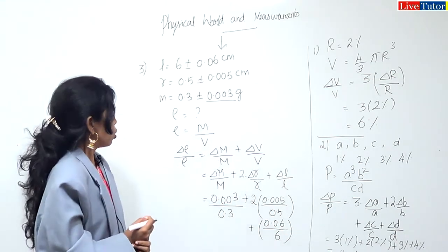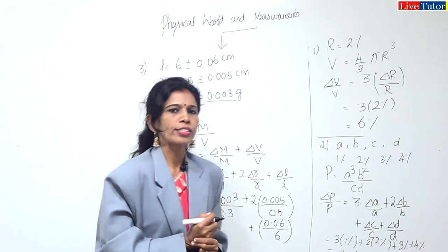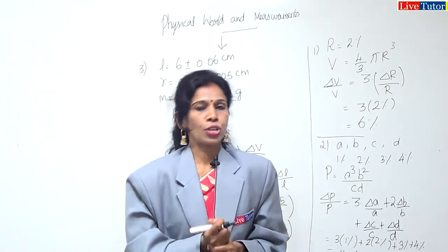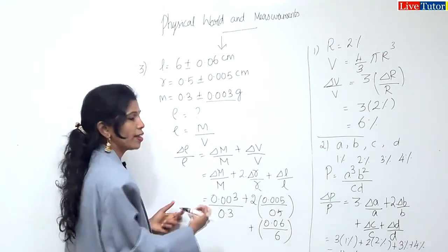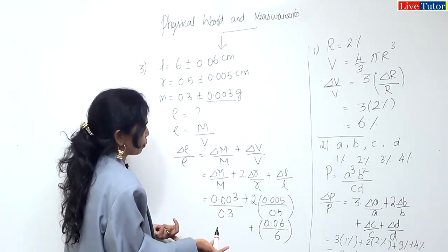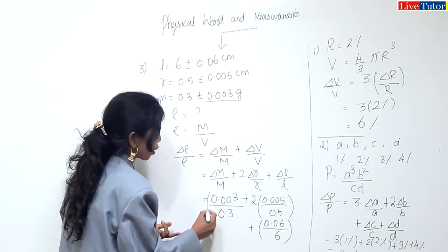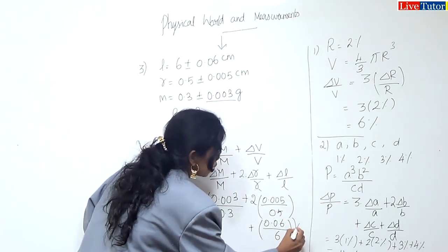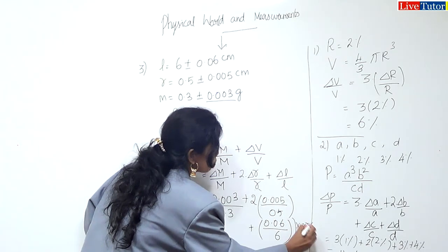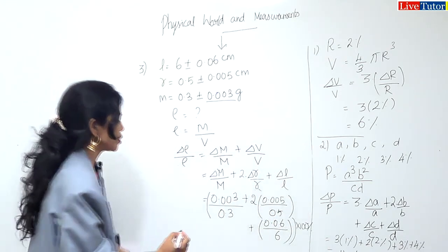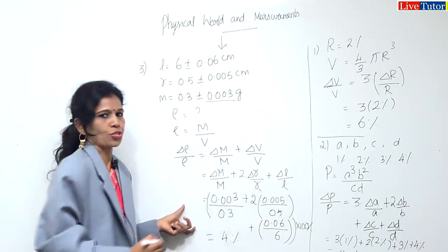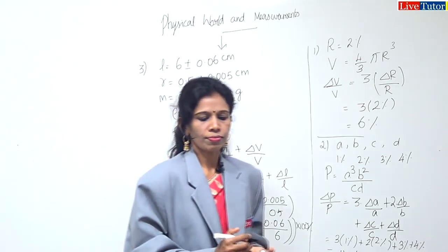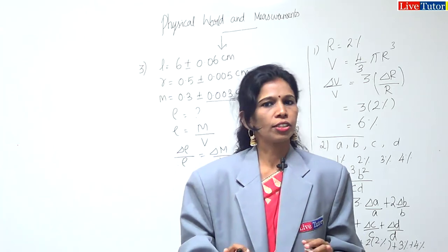What is actually asked in the question? Find out the percentage error. What did I tell you about the percentage error? You have to multiply the relative error by 100%. So very simple, when you find this percentage error, multiply it by 100%. When you solve this, you will get the answer as 4%. That's all about this physical world and measurement.